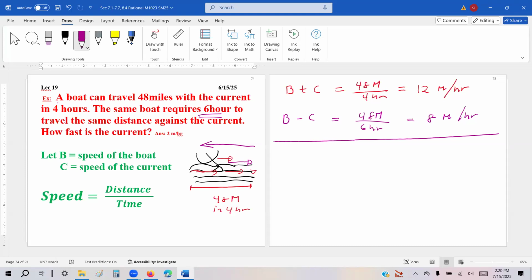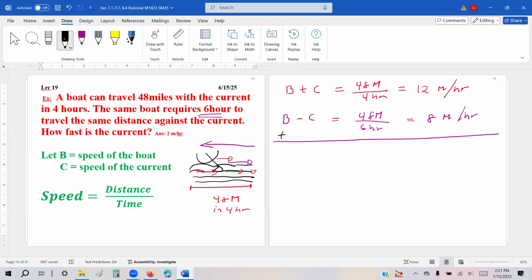So you have three choices. Either graph them, which is not a good idea. And then what's the second one we learned? Substitution. So solve for one variable, substitute that into another equation. Or the best one here is elimination. Just add the two equations.